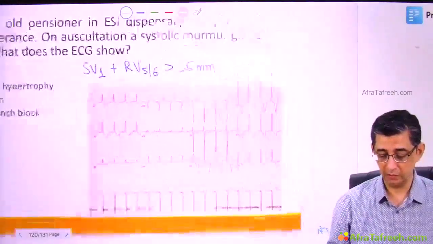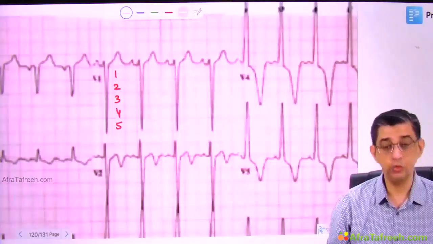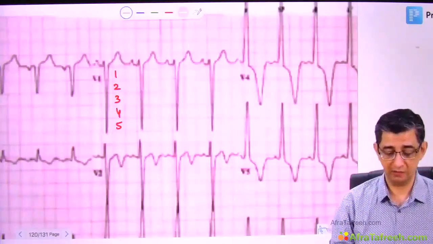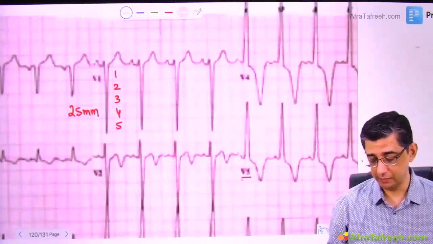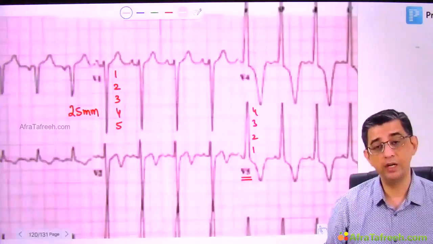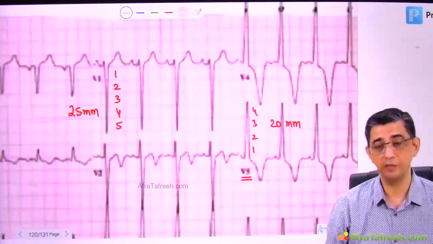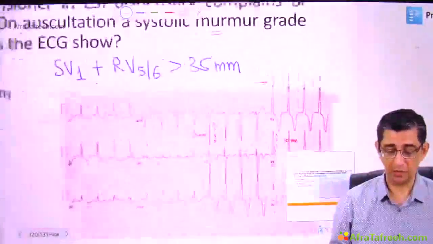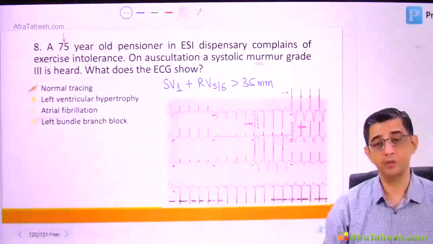So let's count the number of large squares in lead V1. You can see a little more than 5, or even if I extrapolate to 5 large squares, that makes 25 millimeters. Now when I scroll laterally, in lead V5 you can count 1, 2, 3, 4 and a little more than that. So even if I am moderate, 20 millimeters is what I am thinking for V5. If you add the two, this makes a huge 45 millimeters, and the cutoff that I taught you was 35. So left ventricular hypertrophy looks like the most probable answer to this question.